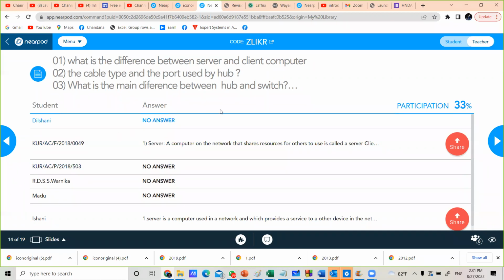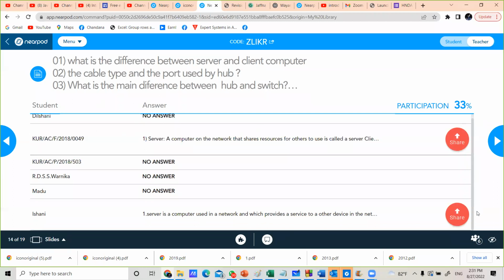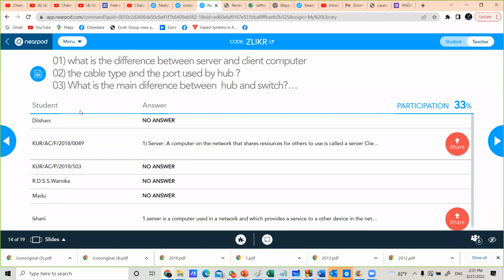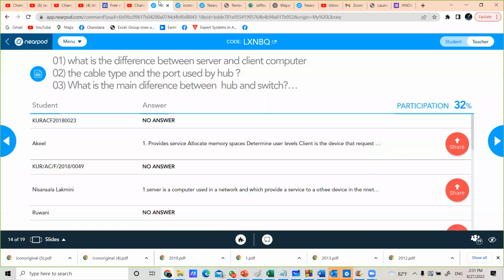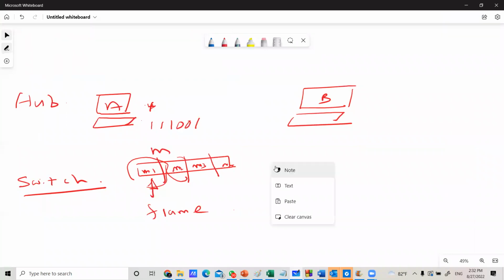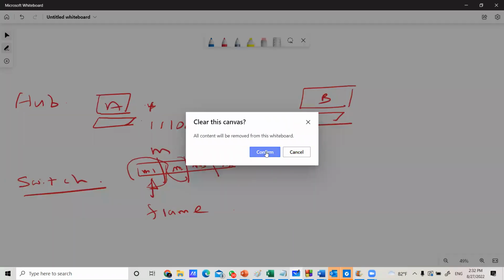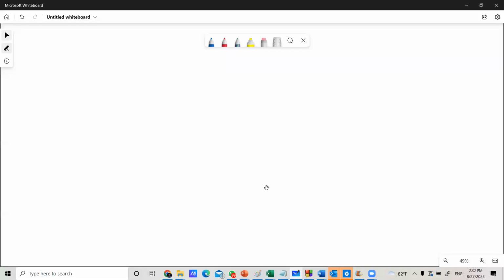More students have joined the activity tool here, but most of us are silent. What is the difference between server and client? Right? Here, just write down the answers. Normally in your question papers there is this type of question: the difference between server and client.